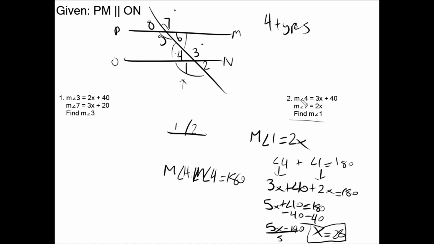We're not looking just for the variable. We are trying to find measure of angle 1. So as we said before, measure of angle 1 equals measure of angle 7. So measure of angle 1 equals 2x, which is 2 times 28. So measure of angle 1 equals 56.